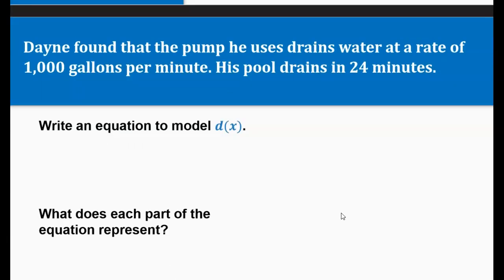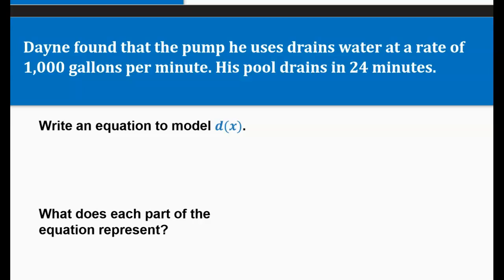So now we're going to try to find an equation. It says Dane found that the pump he uses drains water at a rate of 1,000 gallons per minute. That is so much water, 1,000 gallons. Wow. It takes him 24 minutes. His pool drains in 24 minutes. So it takes 24 full minutes to get down to 0. And we're going to write an equation to model d of x.